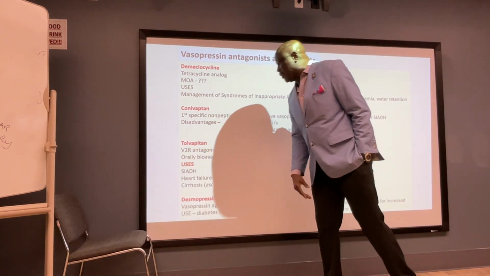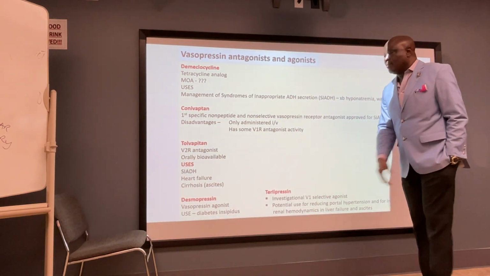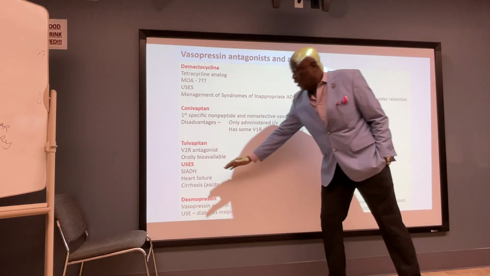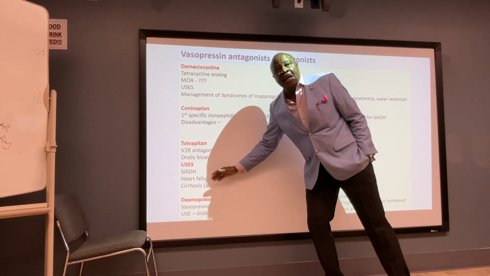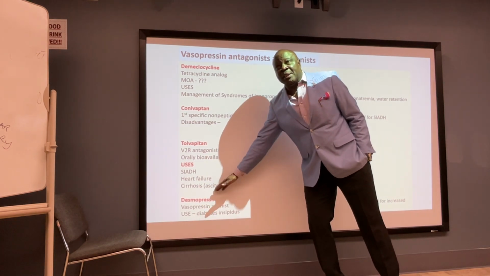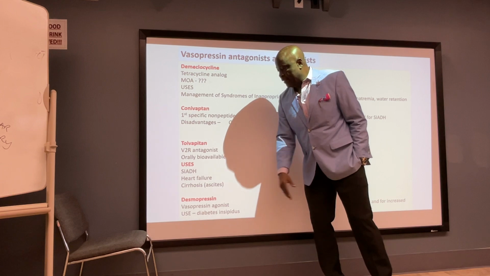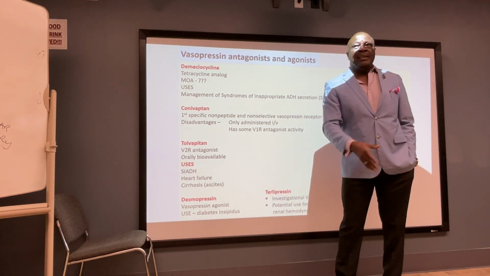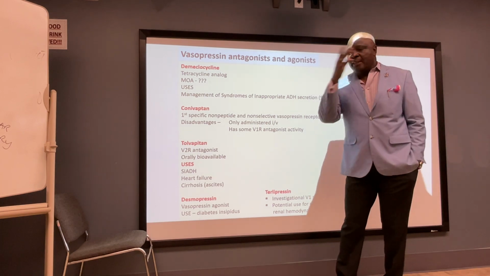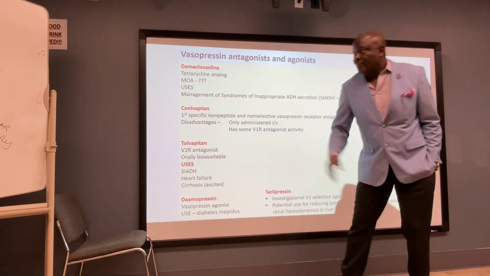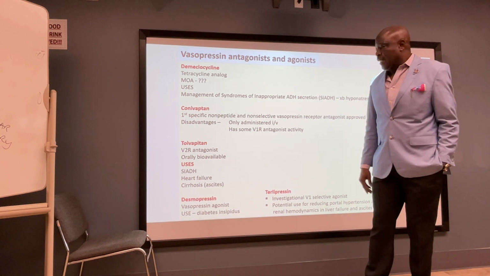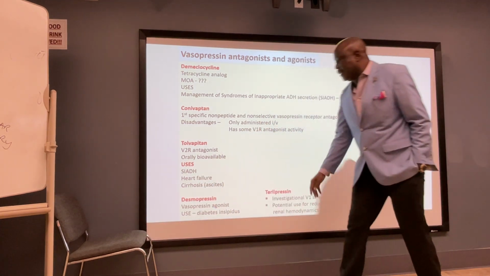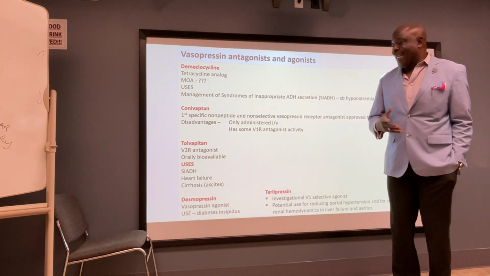Then you use it for what? SIADH. You use it for heart failure. You use it for cirrhosis. All of these situations are edematous situations. If you remember what I said about cirrhosis, there's water retention, there's ascites. In heart failure, we went over it, how edema, water collects in the heart and it collects in the system, and excessive secretion of antidiuretic hormone.